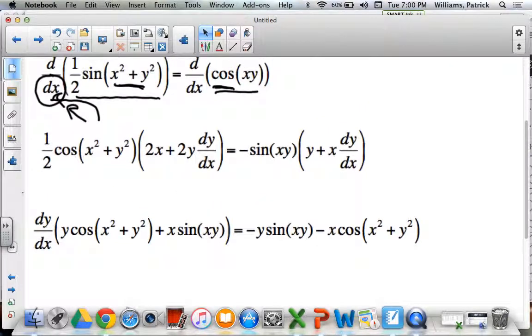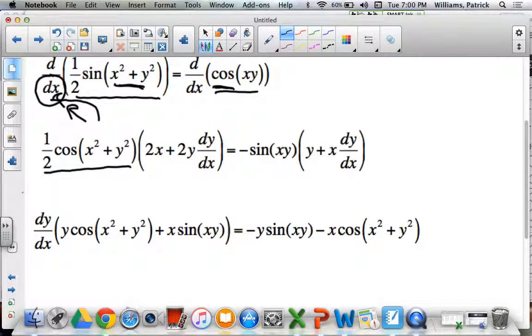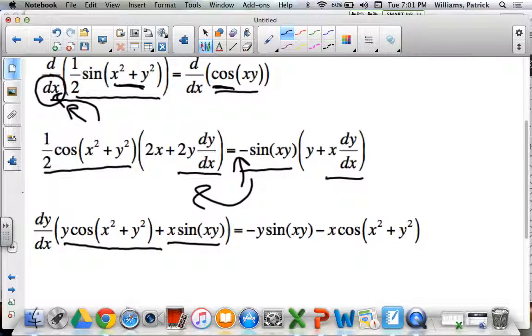All right. So again, we collect the like terms. We collect the terms with the dy dx in them. So we're going to get a 1/2 cosine x squared plus y squared multiplied by 2y dy dx. Realize the 1/2 and the 2 just cancel. So I'm left with just y times cosine of x squared plus y squared. Also over here we have a negative sine xy times x dy dx. That's why we have an x times sine xy over here. Again, it was negative on this side. If we want to bring it to the other side, it becomes positive.